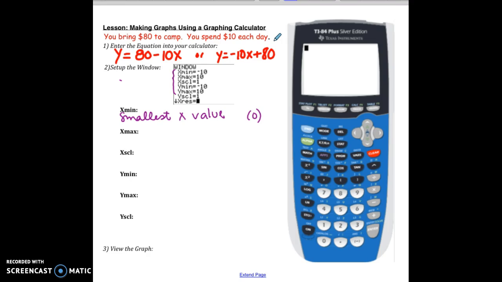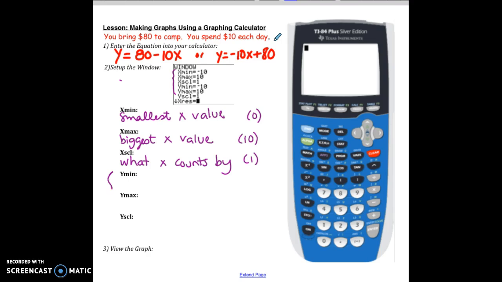X max, well, that's the biggest x value, the maximum x value. So in this case, what do you want the biggest x value to be? How many days might you spend at camp? Well, probably not more than 10 days. I'd be surprised. Maybe you'd go more. X scale. What do you want your x to count by? So just try to make that reasonable. This is not as important because with a graphing calculator, as long as it has the min and max, you'll get a good picture. But if I'm going from 0 to 10, I think I'd probably count by ones in this case.